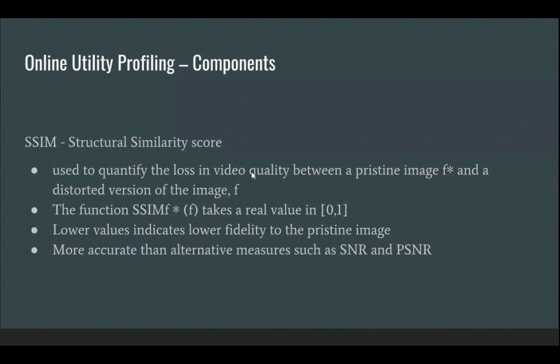Okay. So let us talk about the different components in each of the functions described in the previous slide. The first thing is utility profiling, and the first component that we are going to be discussing is SSIM, which is structural similarity score. It is a standard criterion used to quantify the loss in video quality between an original image and a distorted version of the same image. The original image can be represented as F star, and the distorted image can be represented as F. The main thing to note is that the SSIM values take the range between 0 and 1.